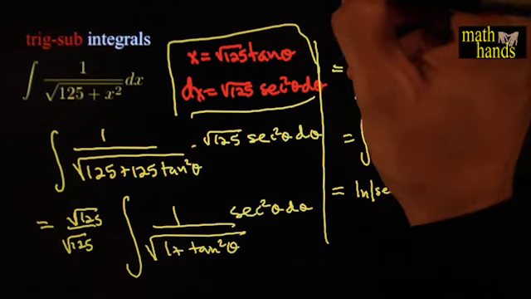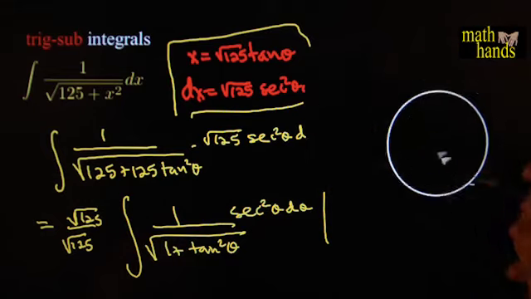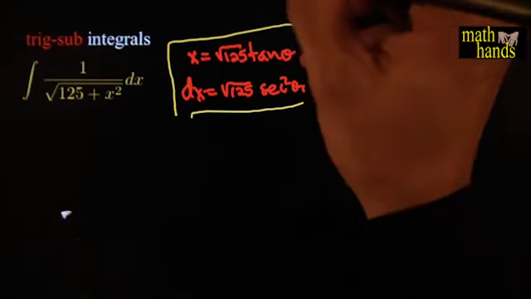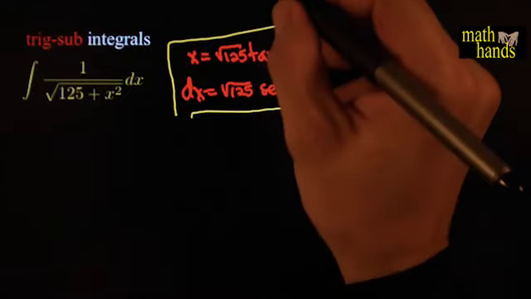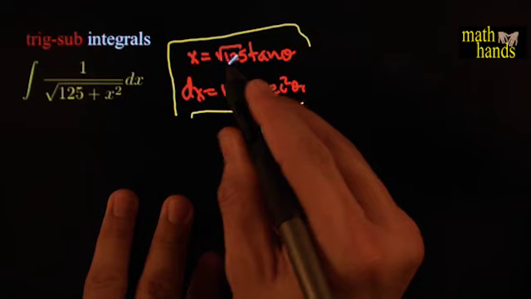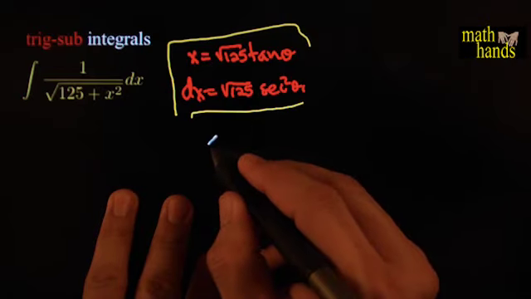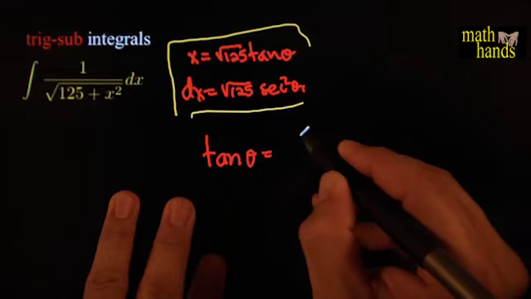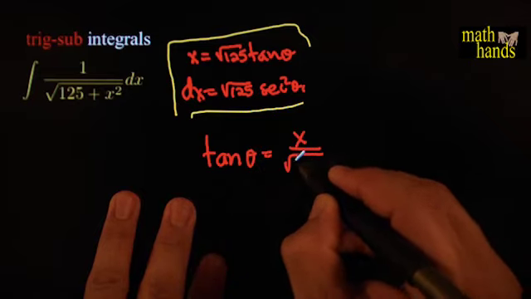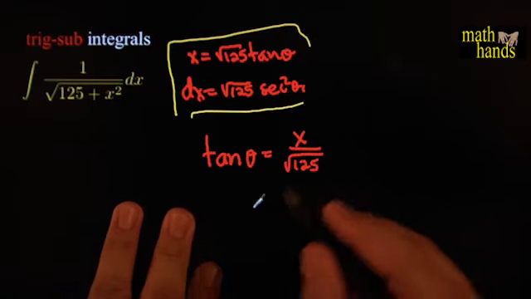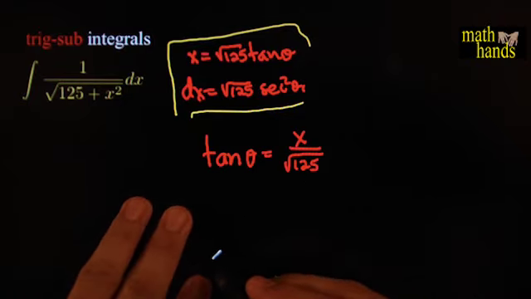So let me just focus on changing, okay? Because this requires a little bit more attention. So I'm looking at the statement here. This statement says that x equals square root of 125 tangent theta. Another way to write that statement is to say that tangent theta is equal to x over the square root of 125. Of course, if you've done your right angle trigonometry, that's describing a triangle with a certain ratio.